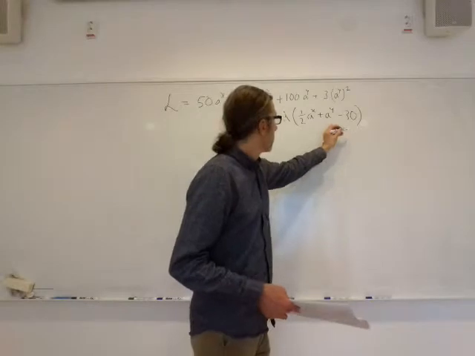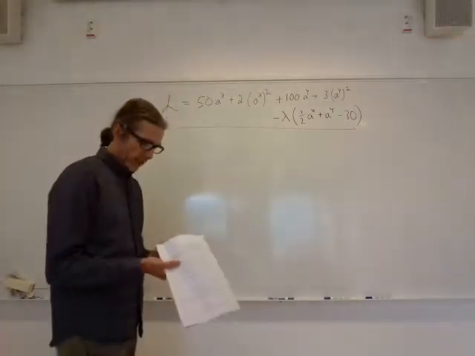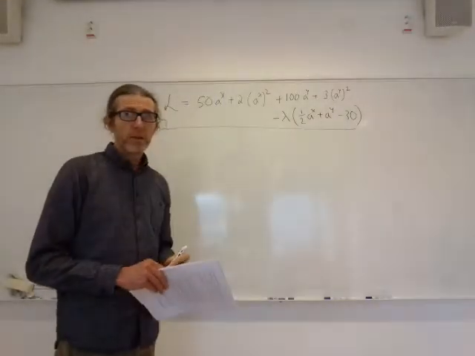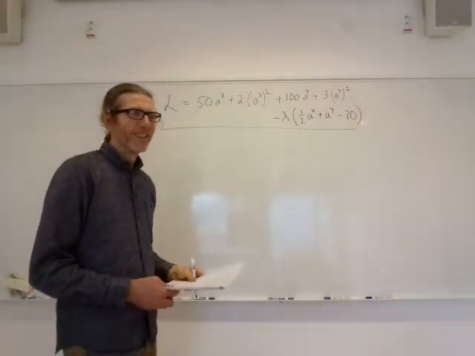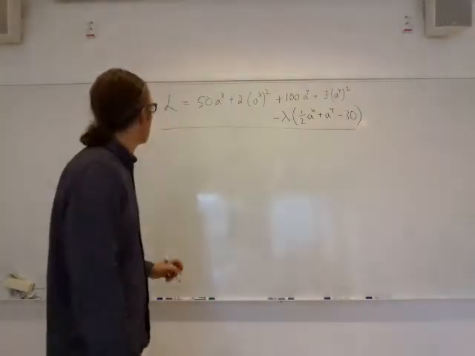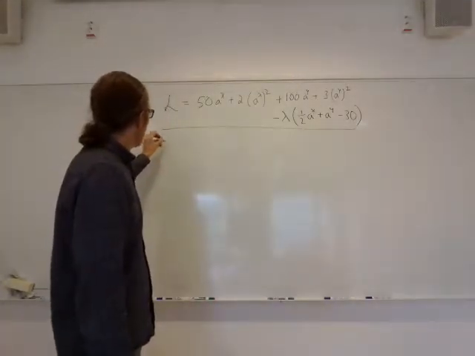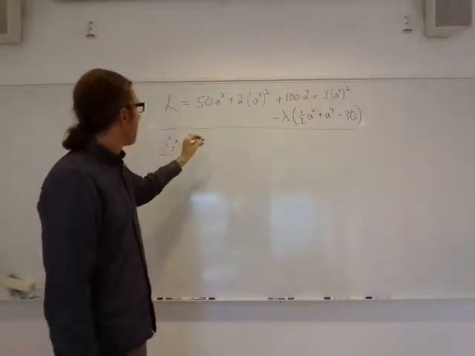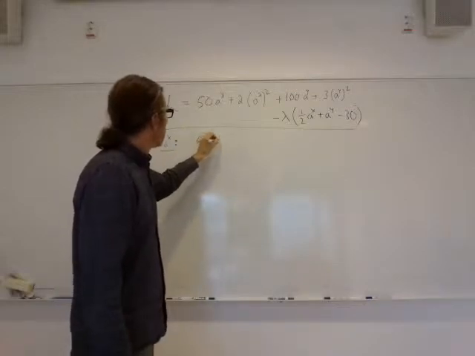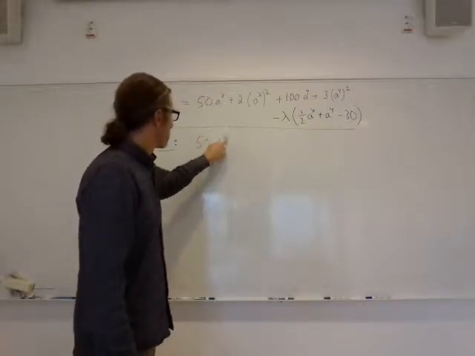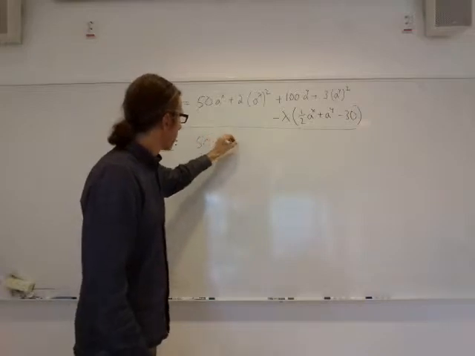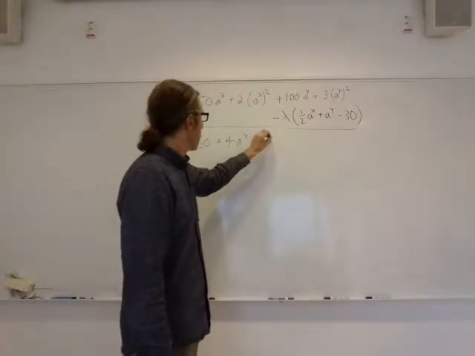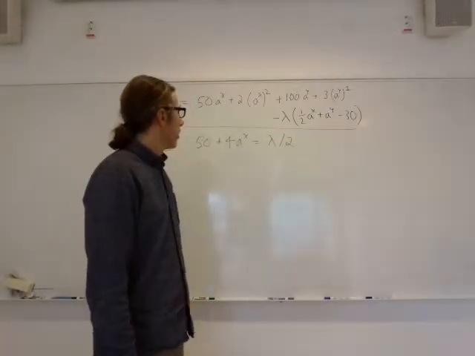Okay. So we're getting a lot of practice at just setting up and solving Lagrangians here. So you should get really used to this. So this one is super straightforward. So we can do the first order condition in AX. What do we get then? 50 plus 4AX equals lambda on 2.